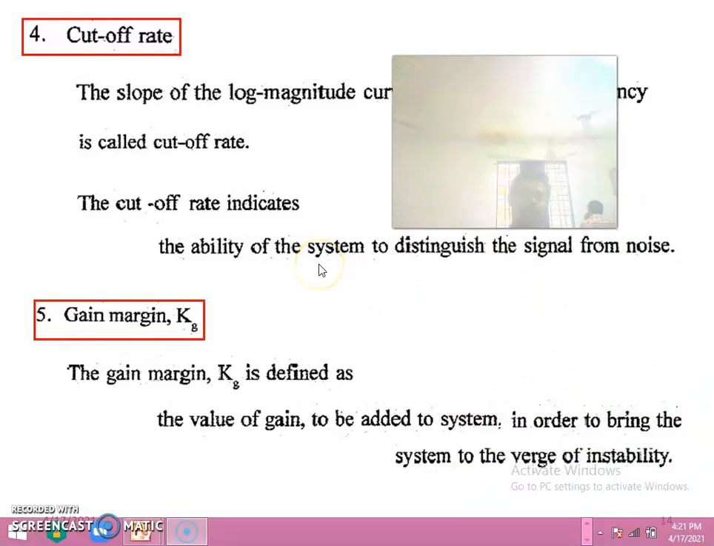Now we are going for two important things. One is gain margin, another one is phase margin. First one, gain margin. Gain margin is defined as the value of gain to be added to a system in order to bring the system to the verge of instability. So what is gain margin? It is a value of gain that has to be added to the system in order to bring the system to the verge of instability.